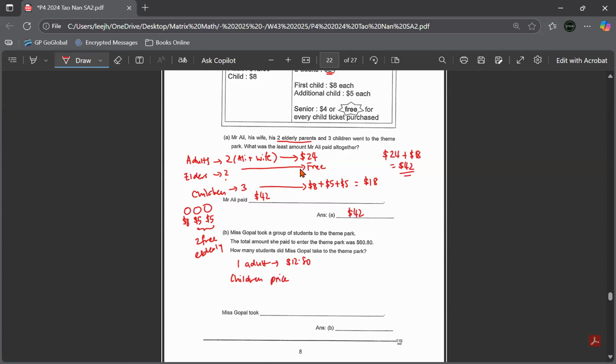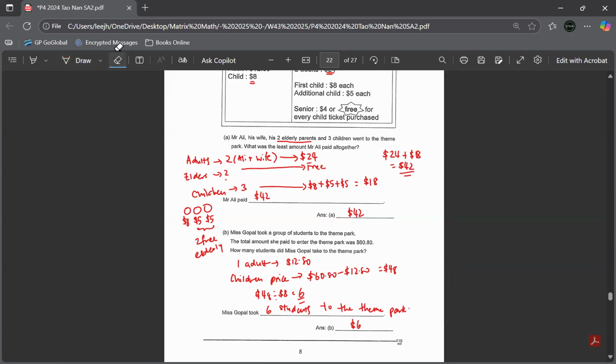Children price. It will be 60.80 minus the adult, $48. But one child ticket is $8. So 48 divided by 8, 6. So she took 6 students to the theme park. So the answer is... Hey, not $6. Oh my gosh. It's 6 students. 6 students.